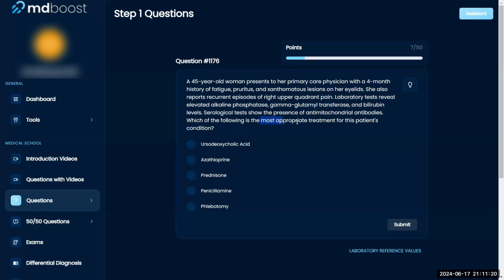Which of the following is most appropriate treatment for this patient's condition? Okay, so it's a treatment question.